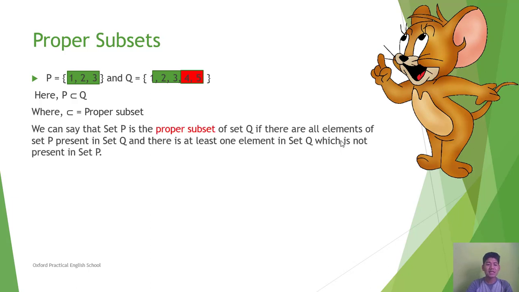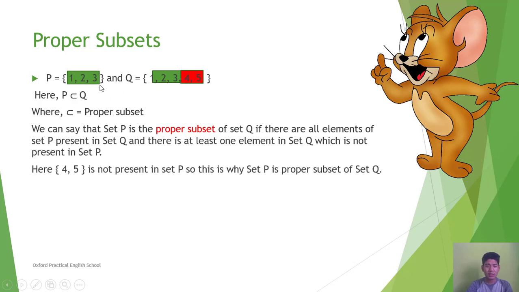Because we can say that set P is a proper subset of set Q if all elements of set P are present in set Q and there is at least one element in set Q which is not present in set P. This is to say that all the elements of set P are present in set Q as well. But still, set Q has a few extra elements which are not present in set P. So in this case, we can say that set P is a proper subset of set Q. Here, 4 and 5 are not present in set P. And this is why set P is a proper subset of set Q.